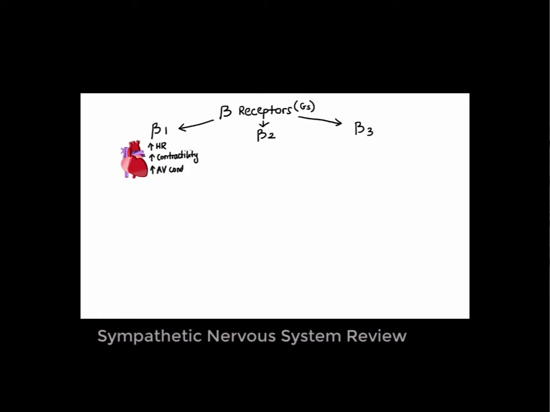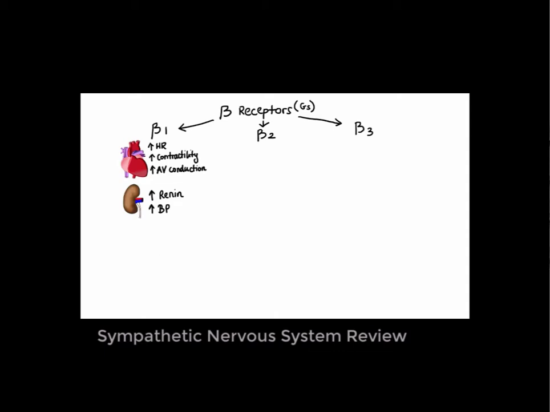Now, let's move on to beta receptors. Beta receptors can be divided into three groups, that is beta 1, beta 2, and beta 3. Unlike alpha receptors, beta receptors are coupled with Gs protein. Now, let's start with beta 1 receptors. Beta 1 receptors are mainly located on the heart, and when activated, they lead to increased heart rate, increased cardiac contractility, and increased AV node conduction. Beta 1 receptors are also located on the juxtaglomerular cells in the kidney, and when activated there, they lead to increased renin release, which results in increase in blood pressure.